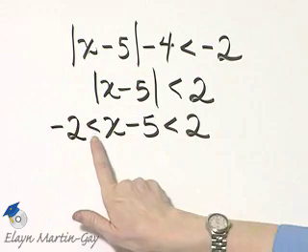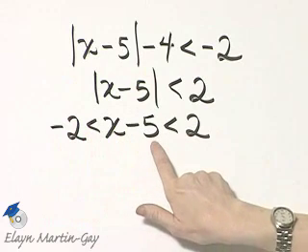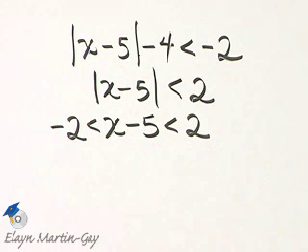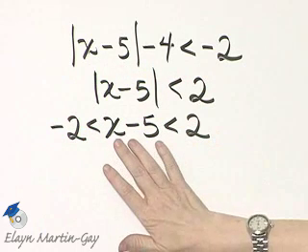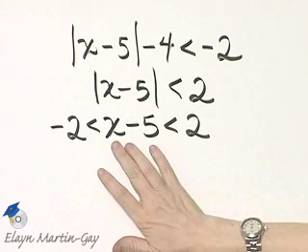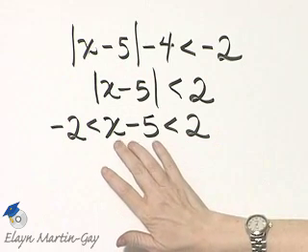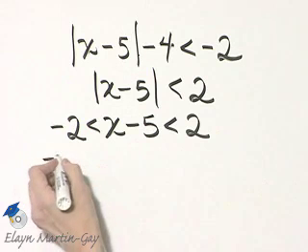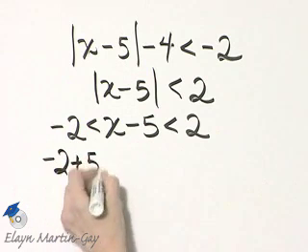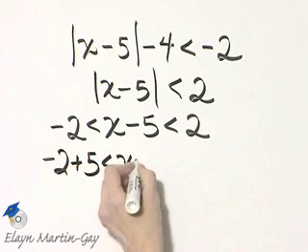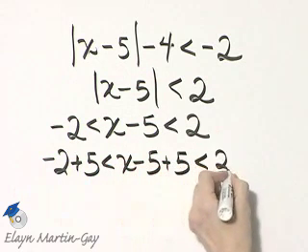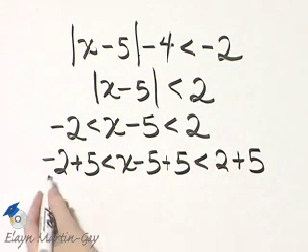So I have negative 2 less than x minus 5 less than 2. And notice this is a compound inequality now that we will solve. We solve by solving for x, or getting x by itself in the middle. So I will add 5 to all 3 parts. So I have the left side, I add 5, the middle, I add 5, and the right side, I add 5. And let's see what we have.